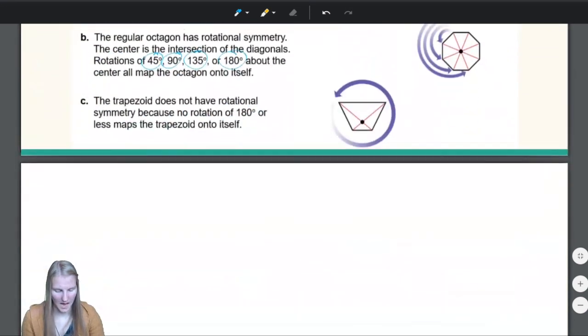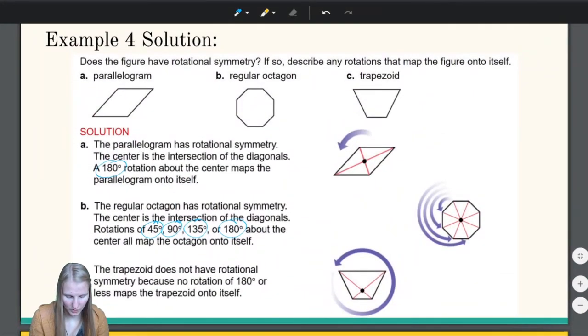Okay. And the last one, trapezoid does not have rotational symmetry because no rotation of 180 degrees or less maps it onto itself. So no. Yay! We were right.